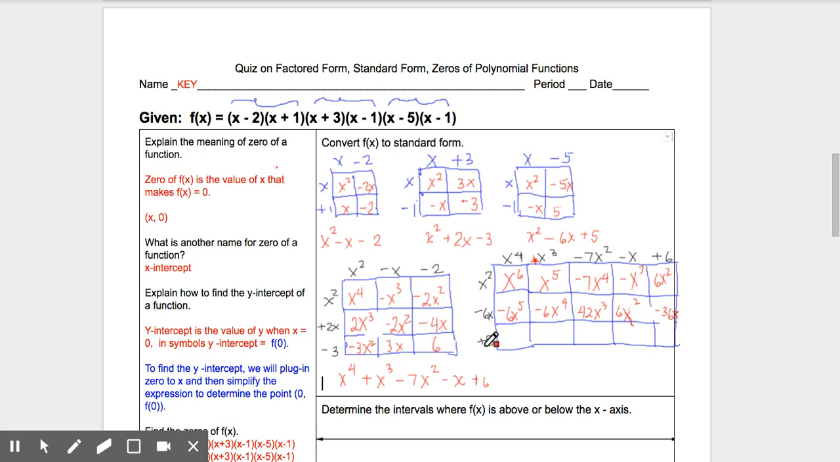Okay, last row. Negative 5 times x to the fourth is negative 5x to the fourth. Negative 5 times x cubed is negative 5x cubed. Negative 5 times negative 7 is positive 35x squared. Negative 5x and positive 30 here.